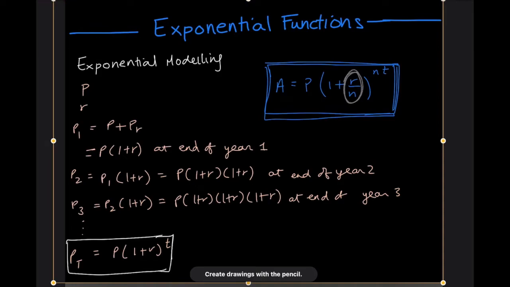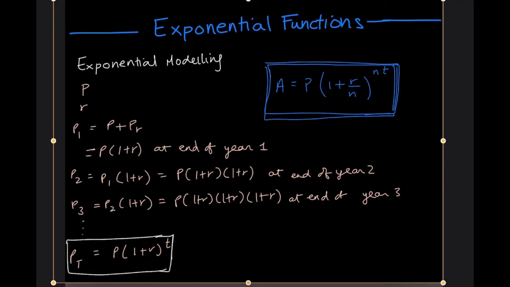And the reason we have R over N once again is because the rate per compounding would become R divided by N, because R is for per year, and if we're compounding more than once in a year, it will obviously be R divided by N. N is how many times a year, basically. So if it's every month, then N would be 12. If it's quarterly, N would be 4, and so on.